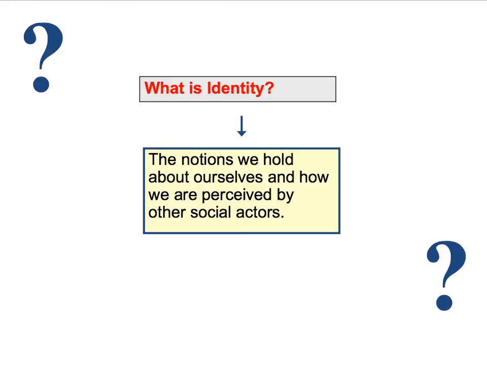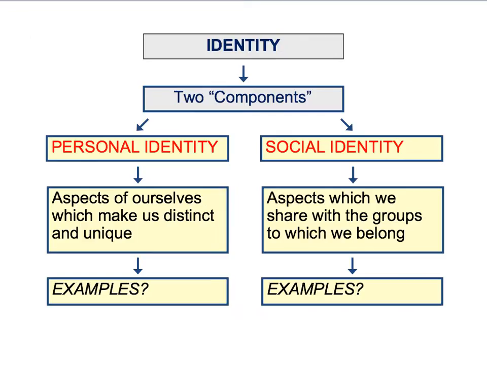When we use the term identity in sociology, we're talking about the notions that we hold about ourselves. In other words, the way in which we see ourselves, the type of person that we think we are, and also the way in which we're perceived by other people in society, by other social actors. And our identity is made up of two component parts.